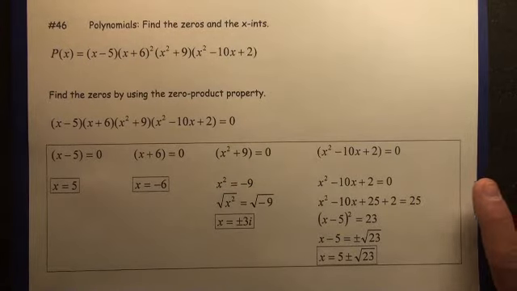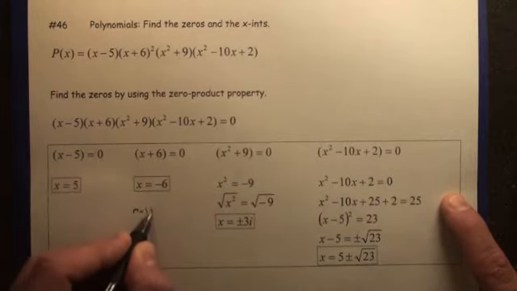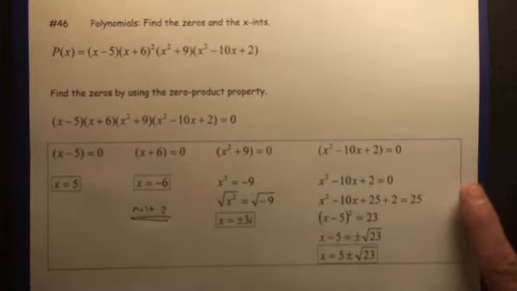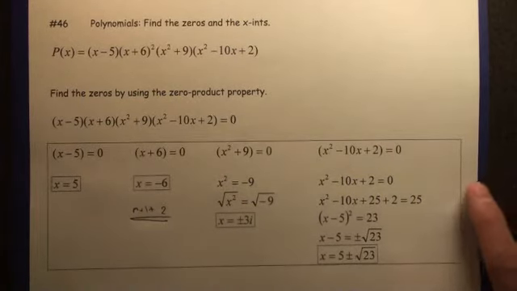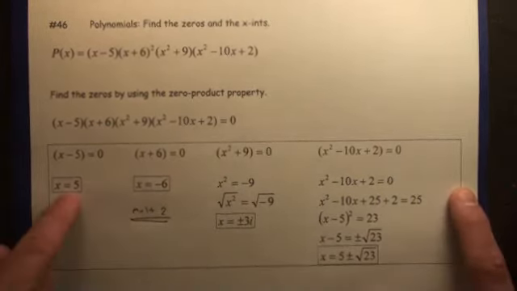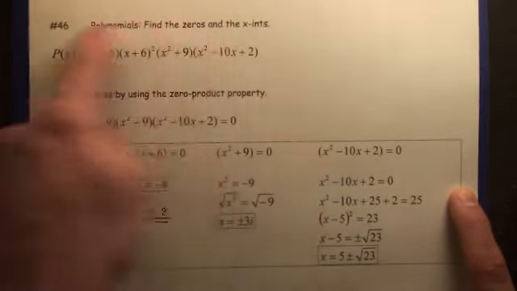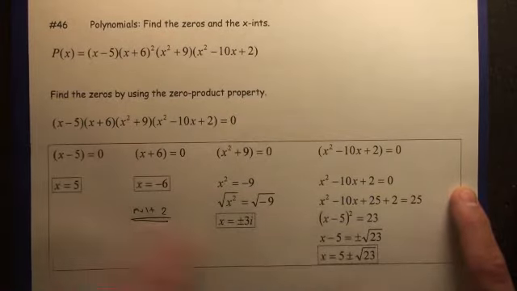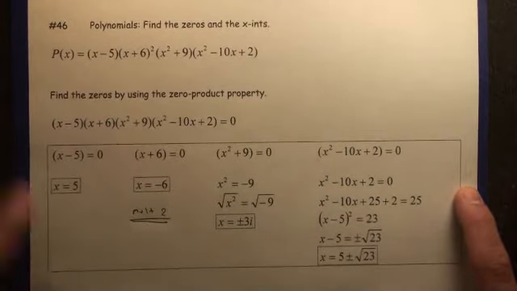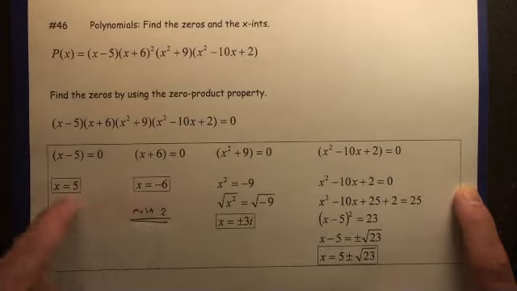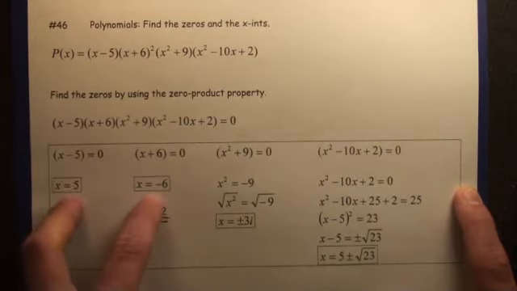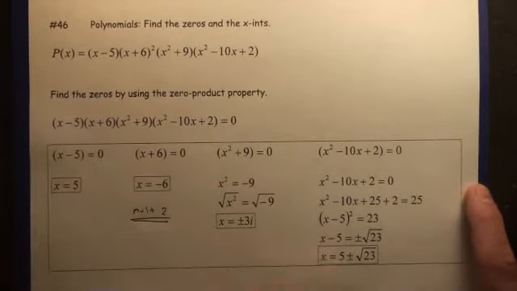Now this would be -6 multiplicity 2, which means there are 2 zeros at that -6. So what we end up with here is 1, 2, 3, 4, 5, 6, 7. Notice how the degree was the 7th power. So you have 7 zeros, okay, even though only 2 of them are x-intercepts. So there's only 2 x-intercepts, even though there are a total of 7 zeros.